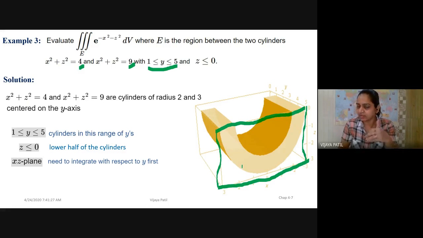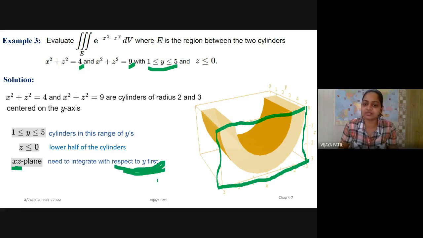Why? In the previous two examples, the scenario was a little different. We used to have the curve in the xy plane, and at that time we used to integrate with respect to z first. Now in this scenario, we have the surface in the xz plane, and therefore we need to integrate with respect to y first. But how can we do that? I have to look at the curve from the y-axis.